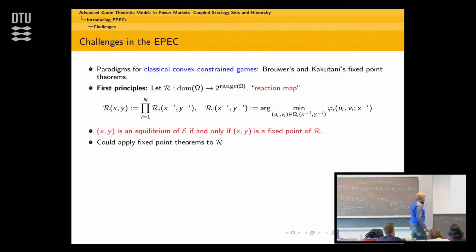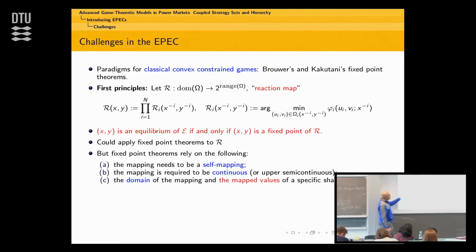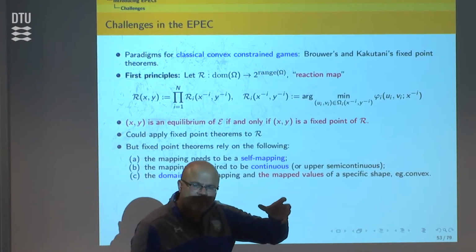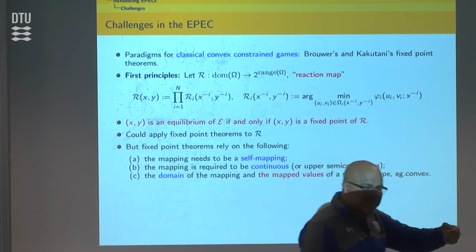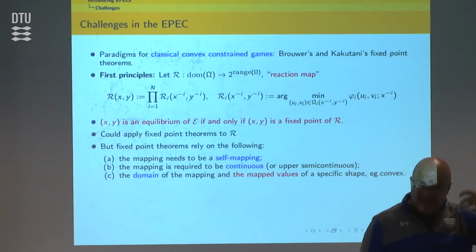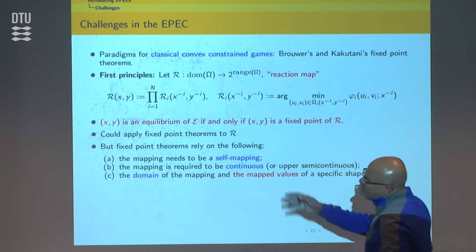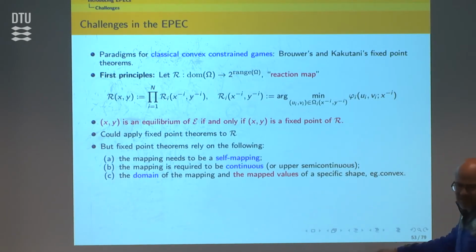Okay? So you could apply fixed point theorems, but fixed point theorems rely on the following. It needs to be a self mapping. What is a self mapping? A self mapping is a mapping that has to map from the set C to the set C. Okay? The mapping is required to be continuous or a weaker form of continuity called upper semi-continuous.